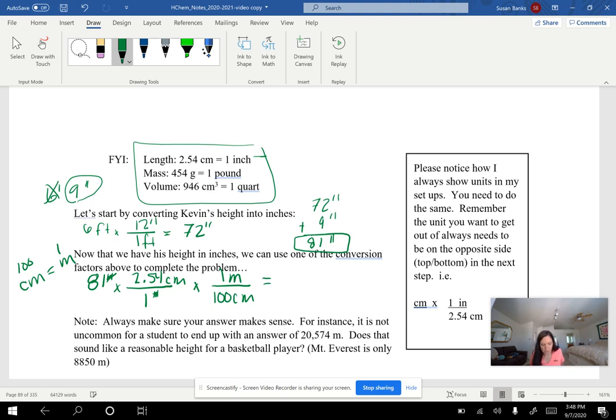Okay, so mathematically, every number that's along the top is going to be a multiplier, and every number that's along the bottom is going to be a divisor. So we are going to take 81, multiply it by 2.54, and then divide it all by 100. So let's take a minute to do that. So I will get this.